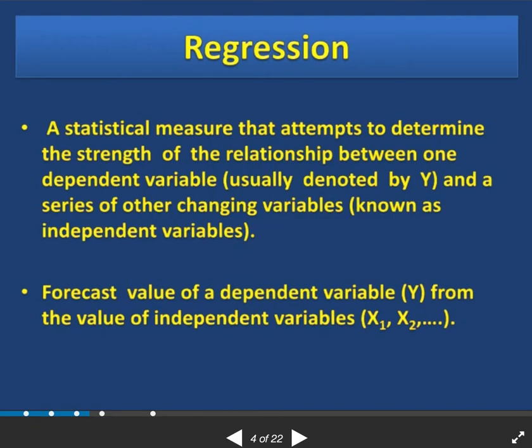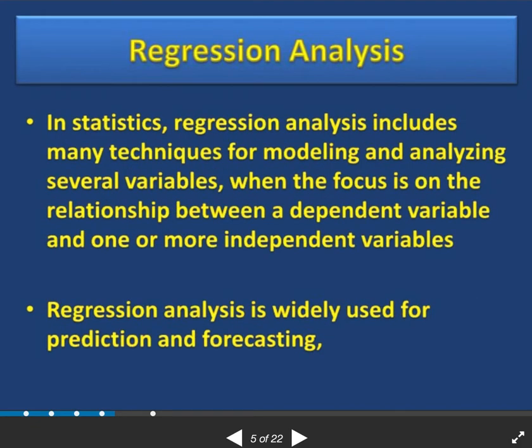Now we use this to forecast values of dependent variables from the values of independent variables. So we can use this for forecasting to predict, okay, if this individual has 15 years of education, how's their income going to look based on other characteristics? So in statistics, regression analysis includes many techniques for modeling and analyzing several variables. When the focus is on the relationship between dependent and one or more independent, we use regression analysis.